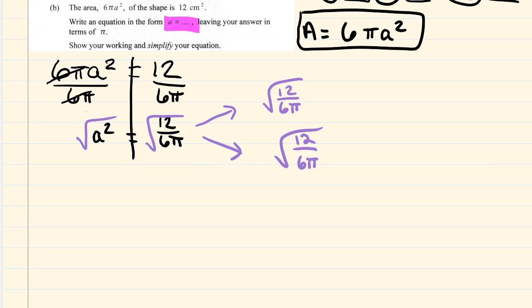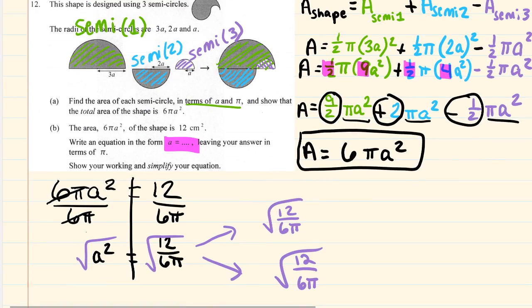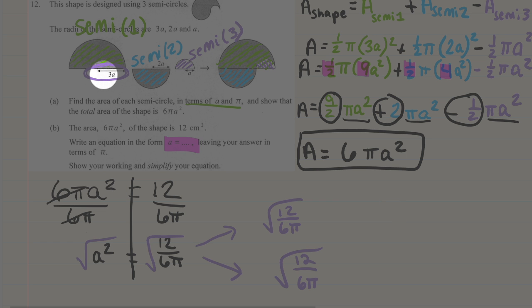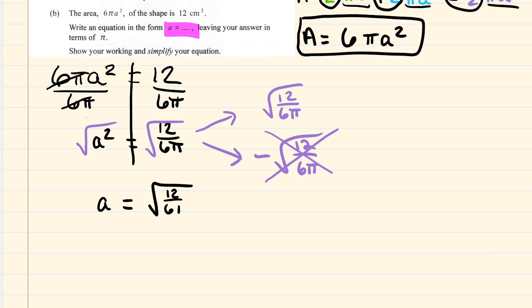But in this case, A can't be negative because then our radius of this circle up here would be negative, which wouldn't make any sense. Like 3 times -1, you wouldn't have a -3 radius. So we're going to throw that option out, the negative option. Just ignore it. So we're going to say that A, because the square and the square root cancel each other out, equals the positive square root of 12 divided by 6 pi.